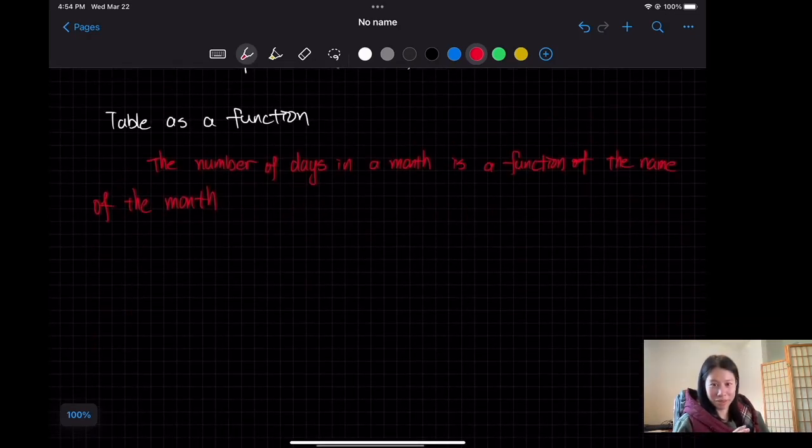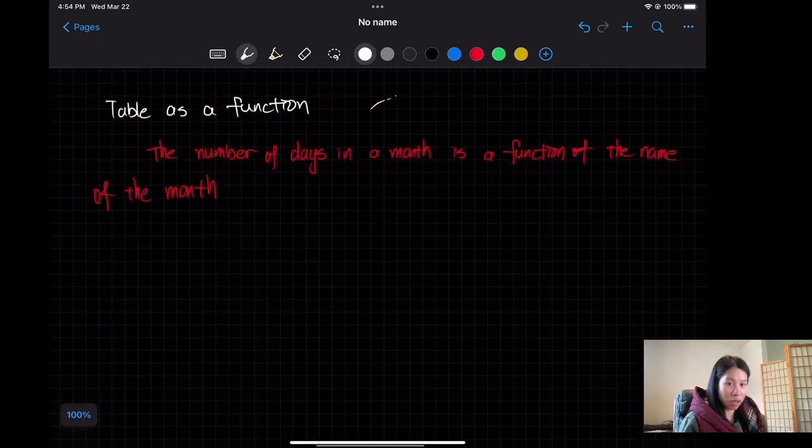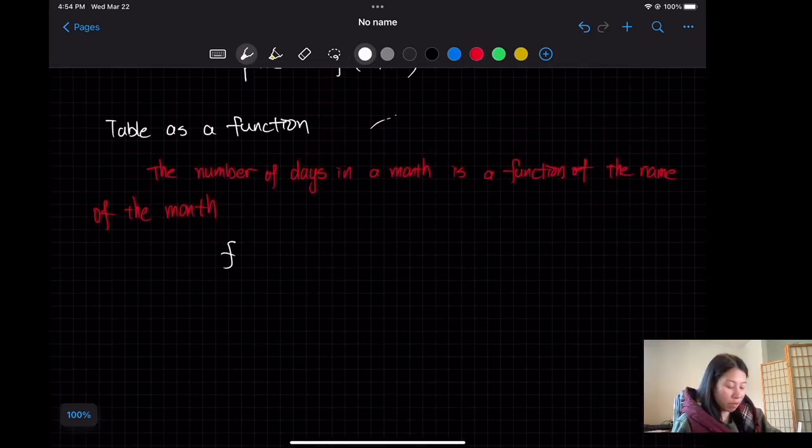So here we go. If we use the notation that we have earlier, if I give you the function of November, what would be the output? How many days are in November? 31 days, right? Let me check.